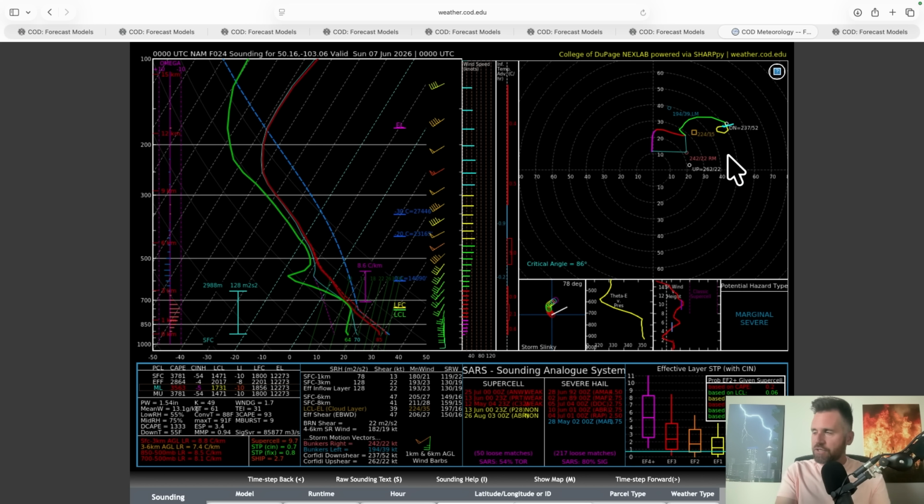On the right, this is your hodograph. This shows how winds change with speed and direction with height, and it's basically a measure of wind shear, and can help you get a sense for what sort of threats might be associated with your storms, how they may organize.